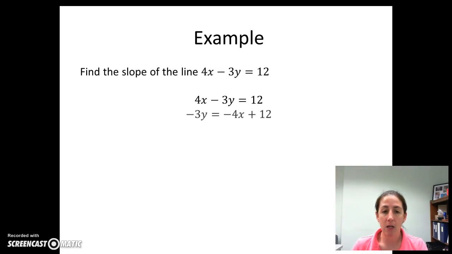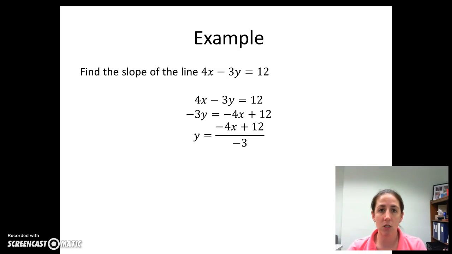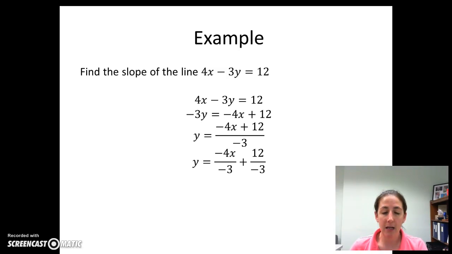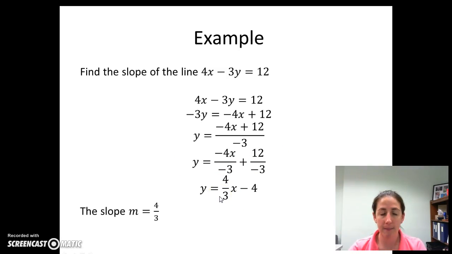Get y by itself. We'll subtract 4x from both sides and then divide by negative 3. Now remember from a previous section, we're dividing the entire side by negative 3, which means we need to divide each of the pieces by negative 3 and reduce. Negative 4 over negative 3 reduces to a positive, and 12 over negative 3 reduces to a negative 4. So here we have the equation y equals 4/3 x minus 4. Now it's in slope-intercept form, so now you can determine that the slope is the number in front of x, or 4/3.